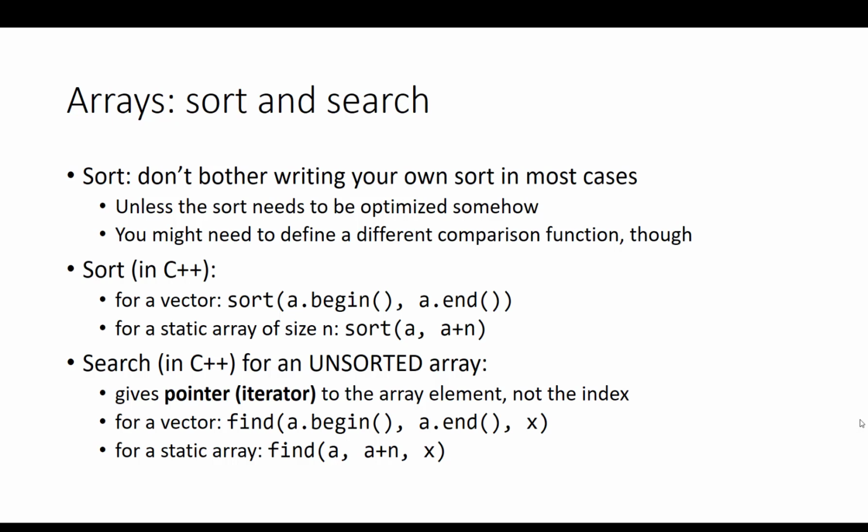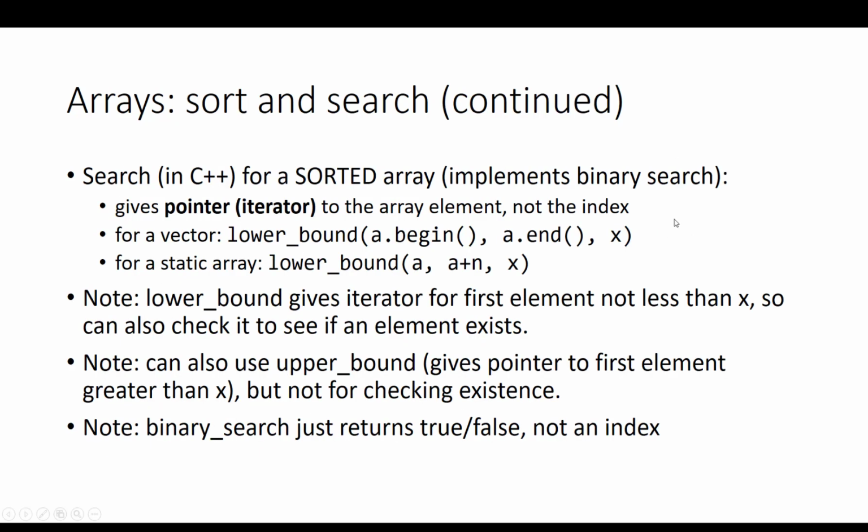So for a vector, that is called find. So again, you give the beginning and the end of the vector, or for the static array, the beginning and ending of the array, and then the thing that you're looking for. And it will return to you the iterator that points at that item. And if it doesn't find it, it will point to the end of the array. So it'll point to a.end or a plus n.